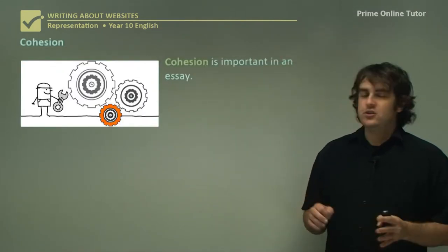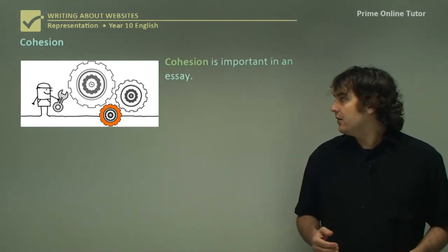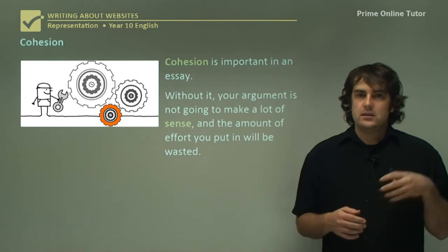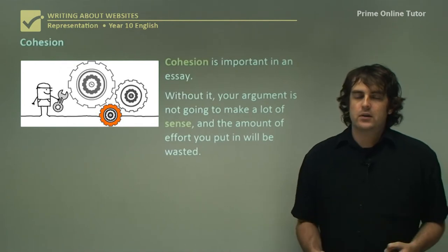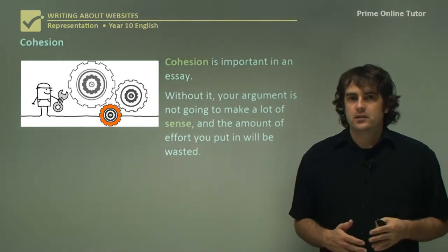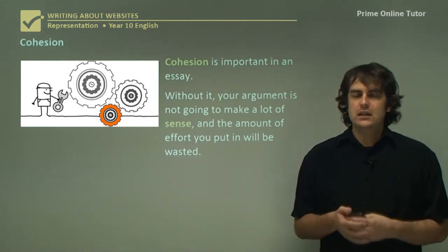Now, cohesion is another thing that's really important when you're structuring your argument, and it's putting everything together. Without it, your argument is not going to make a lot of sense, and the amount of effort that you put in will be ultimately wasted. So what I mean by cohesion is everything fits together perfectly. It's like there's no loose ends, it's all very polished, very neat and tidy.